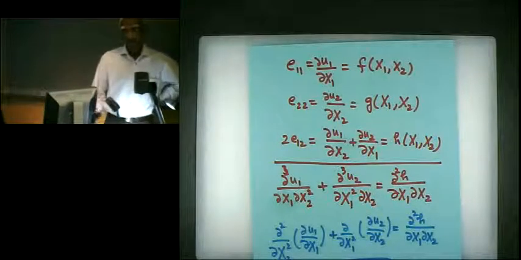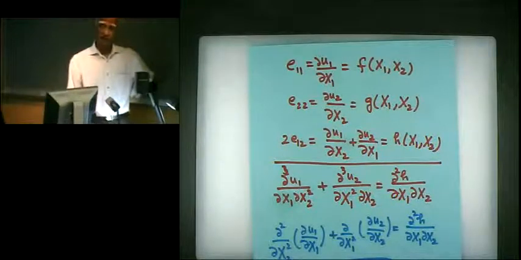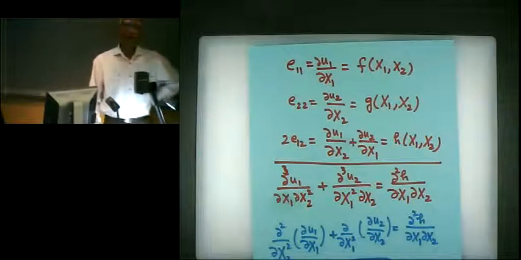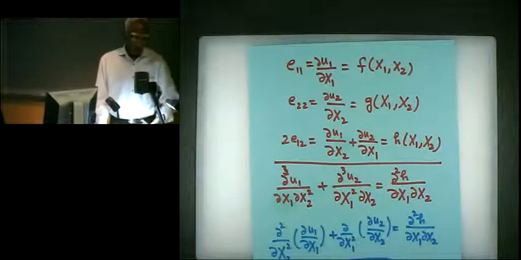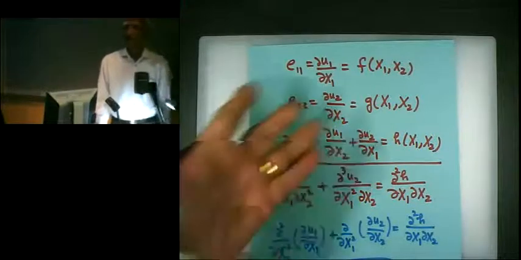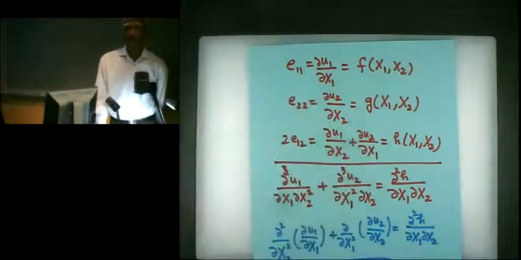So you can think of it as we have three equations and two unknowns. So 3 minus 2 equal to 1 is the compatibility condition. So we need one compatibility condition among f, g, and h before we can integrate these three equations for two unknowns.